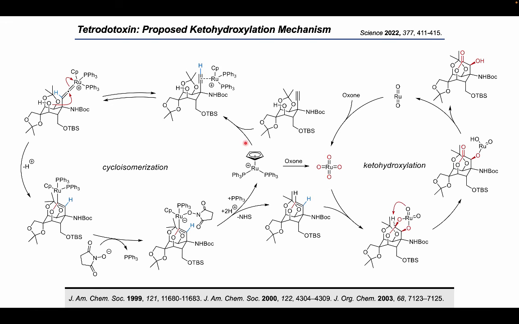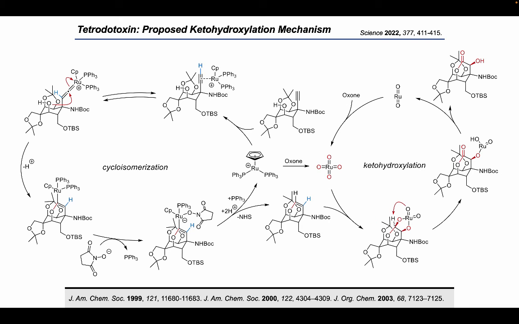The ruthenium coordinates to the terminal alkyne, which triggers the formation of the ruthenium vinylidene and the subsequent attack of the C5 oxygen on the intermediate. An exchange of a triphenylphosphine ligand for NHS then enables a protoderuthenation, which provides the enol ether. Once the starting material is fully converted to the enol ether, the catalyst is oxidized to ruthenium tetroxide with oxone, which performs a cycloaddition with the electron-rich alkene.